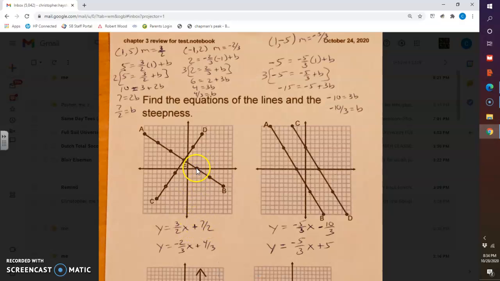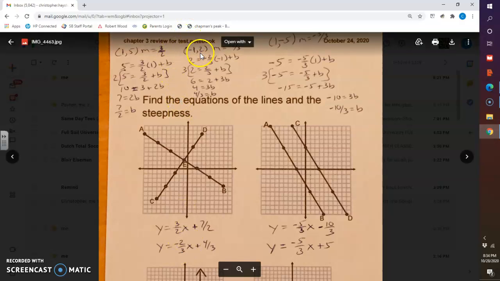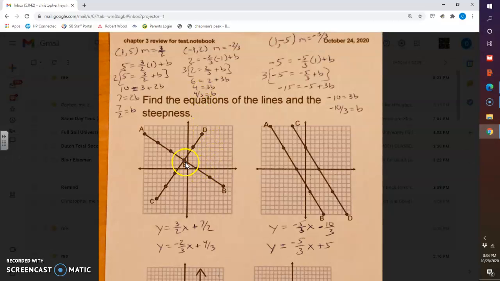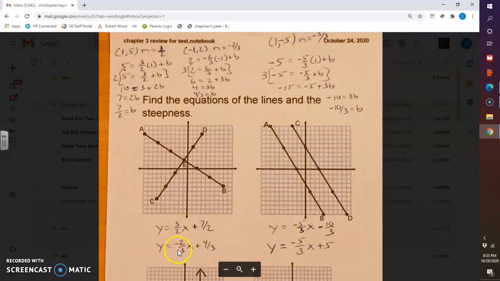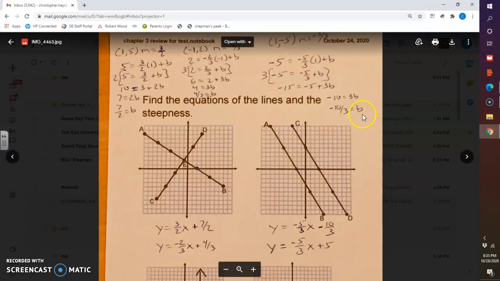With the negative 2/3 for a slope, which is the other line, a little less steep, because 2/3 is not as big as 3/2. I use that slope and I pick a point. I pick negative 1, 2. So 2 equals negative 2/3 times negative 1 plus b. 2 equals 2/3 plus b. We multiply everything by 3. 6 equals 2 plus 3b. 4 equals 3b, and my b is 4/3. And if you look at where this crosses the y-axis, it looks like it's 4/3. So my answer is y equals negative 2/3 x plus 4/3.